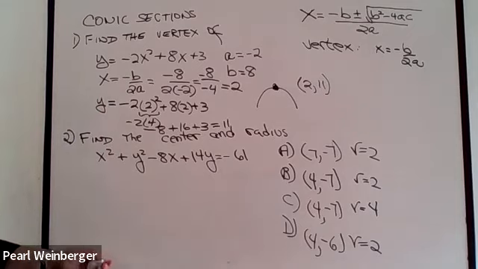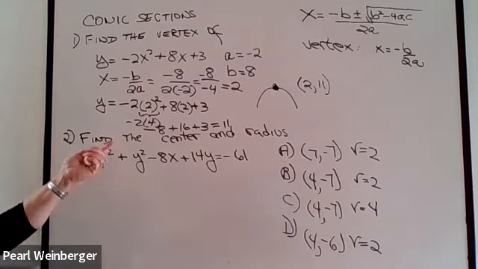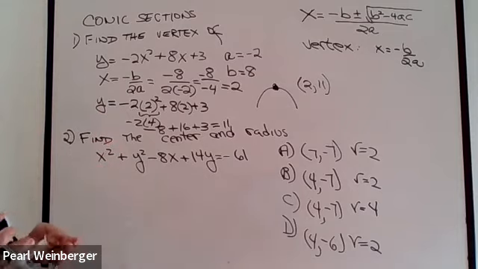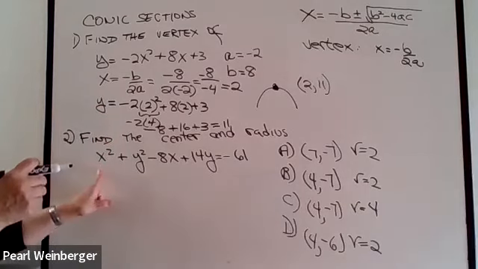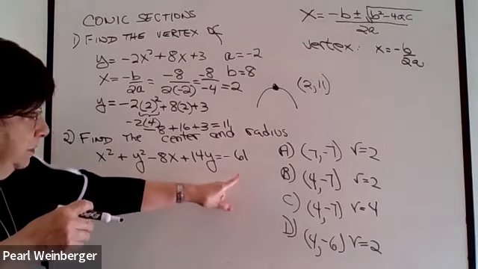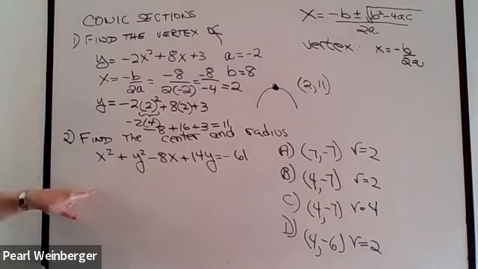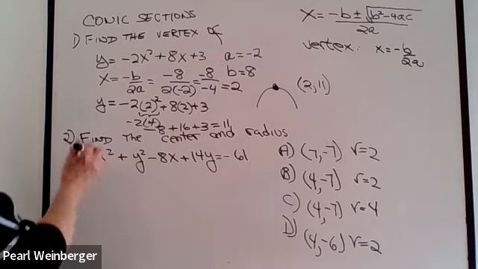And for a circle, we generally try to find where the center of the circle is and what the radius of the circle is. Now, this is not in what we call standard form. We want to put it into standard form in order to find its center and radius. So how do we go about doing that?